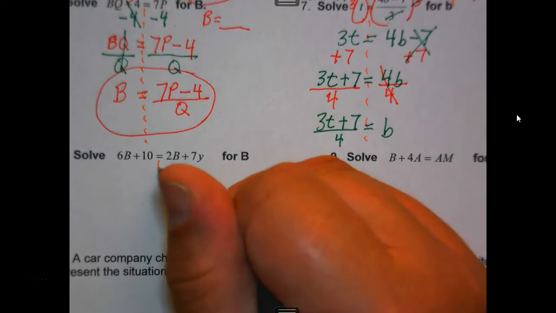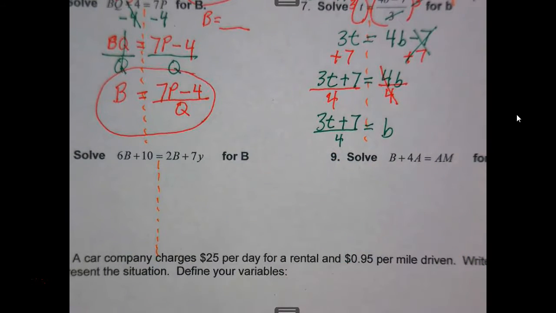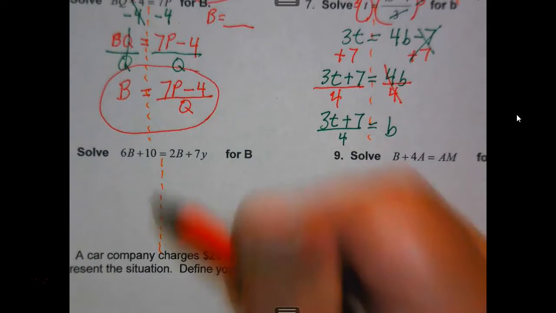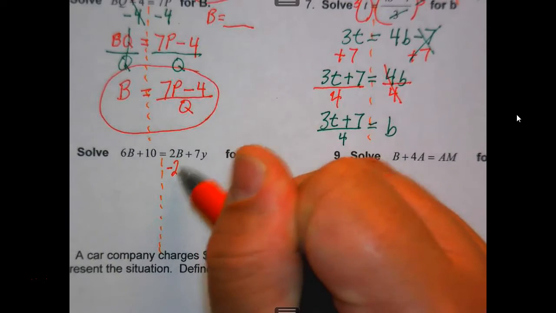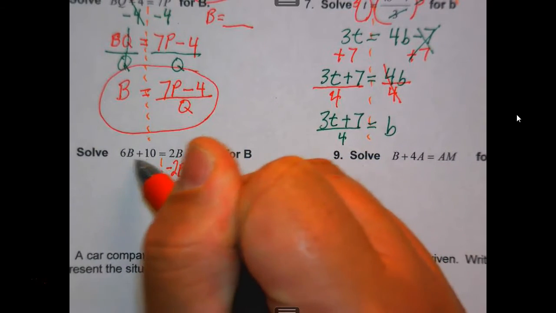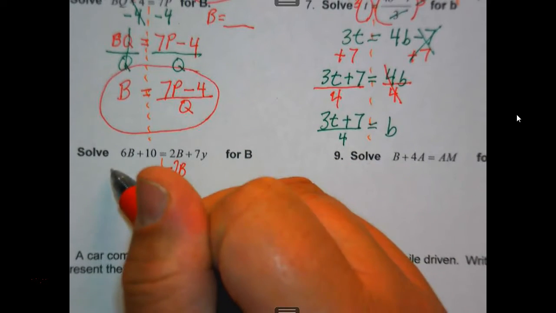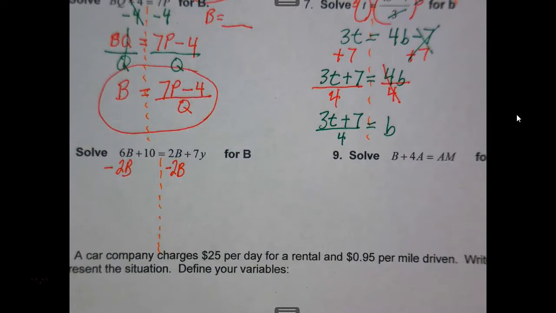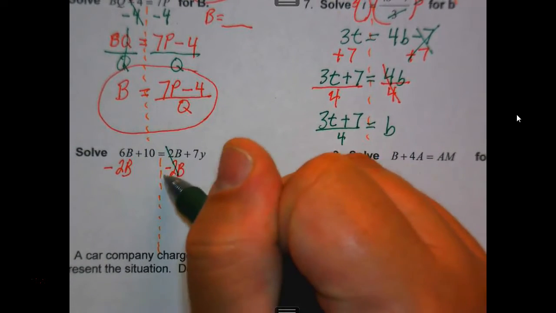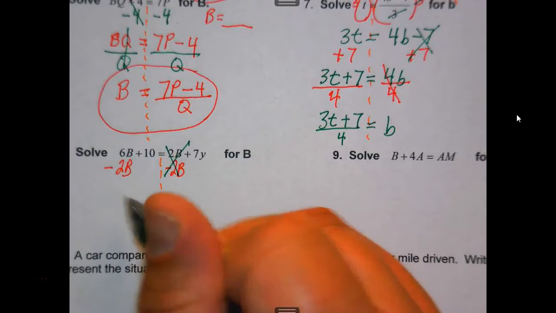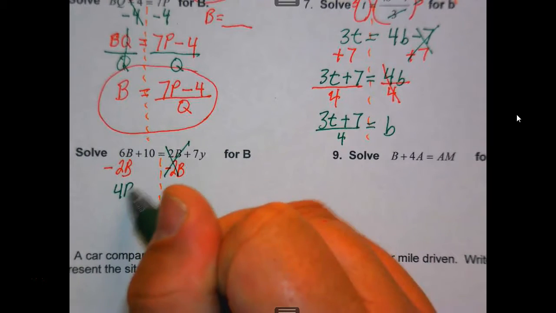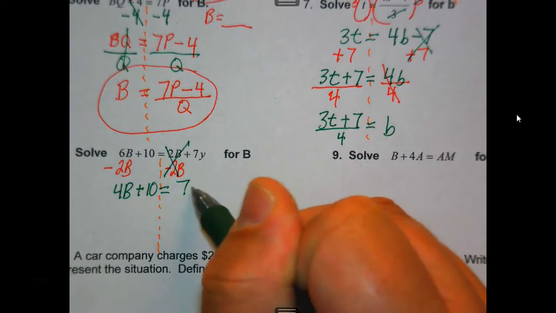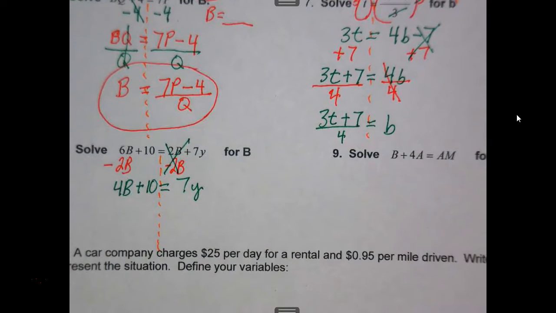Okay, solve for capital B. The first thing I'm going to do is get my capital B's on one side. So I'm going to subtract 2B. I'm going to put it with this term because they're like terms. 2B or not to be. 6B minus 2B equals 4B equals 7Y. Why? Because we like it.